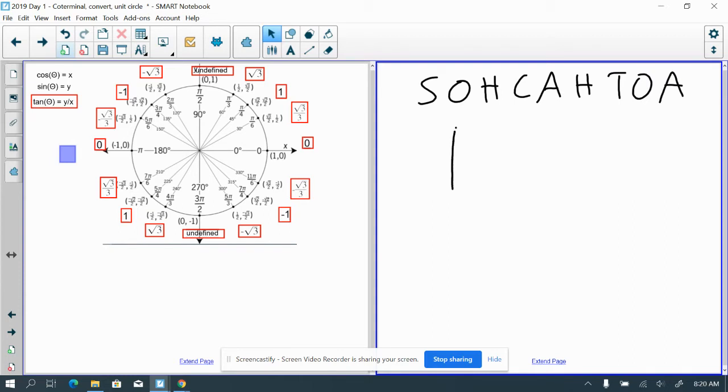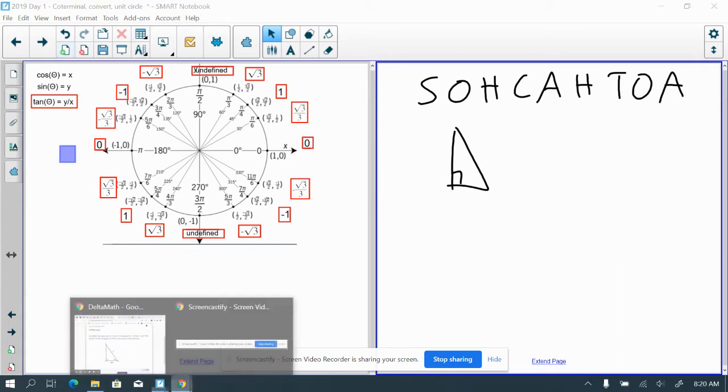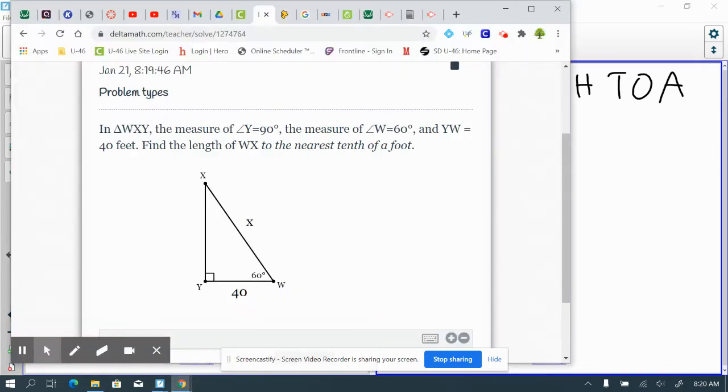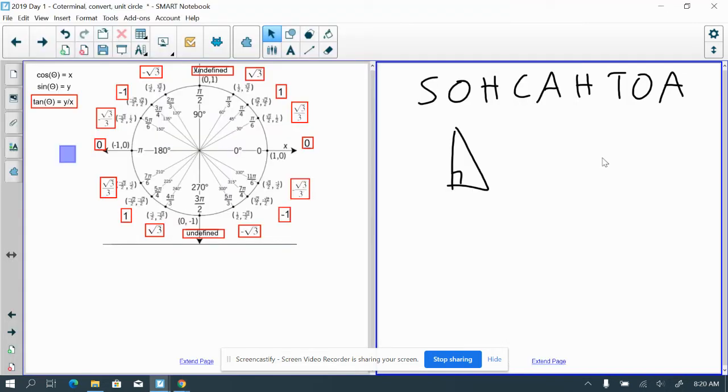This is only for right triangles. SOHCAHTOA is only for right triangles. And that's what we have here. We've got a right triangle, and we want to find the hypotenuse. Well, I know the angle measure of W, and I know the adjacent side. 40 is adjacent to 60 degrees. So I need to look for the one that has adjacent. Cosine has adjacent because of the A. And tangent has adjacent because of the A. But I want to find the hypotenuse, so I'm going to use cosine.